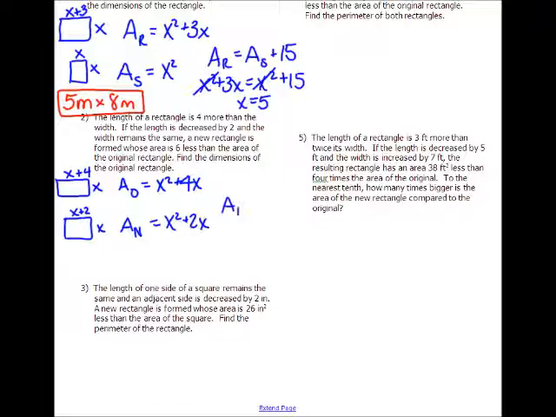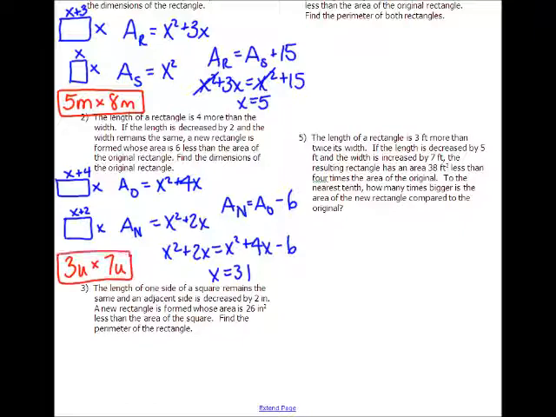So the area of the new is the area of the old minus 6. So that means that x squared plus 2x equals x squared plus 4x minus 6. And then if you solve that, you get x equals 3. And then I got to go back and figure out what they want, the dimensions of the original. So the dimensions of the original are 3 units by 7 units.